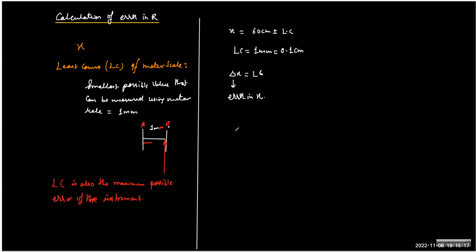Now, error calculation is all about finding the worst case scenario. What is the worst you cannot measure? What is the worst error you will have? What is the worst uncertainty you will have? So the word error actually denotes the uncertainty in measurement.